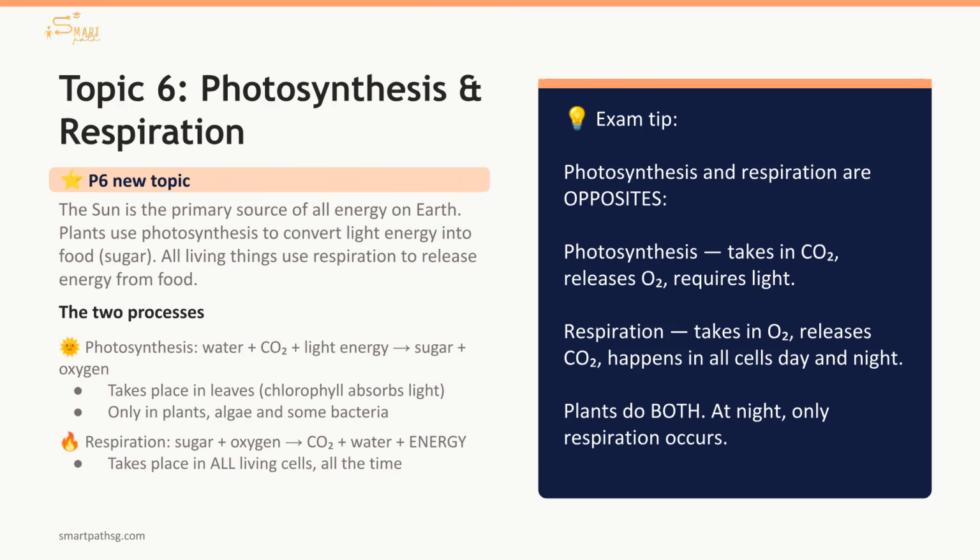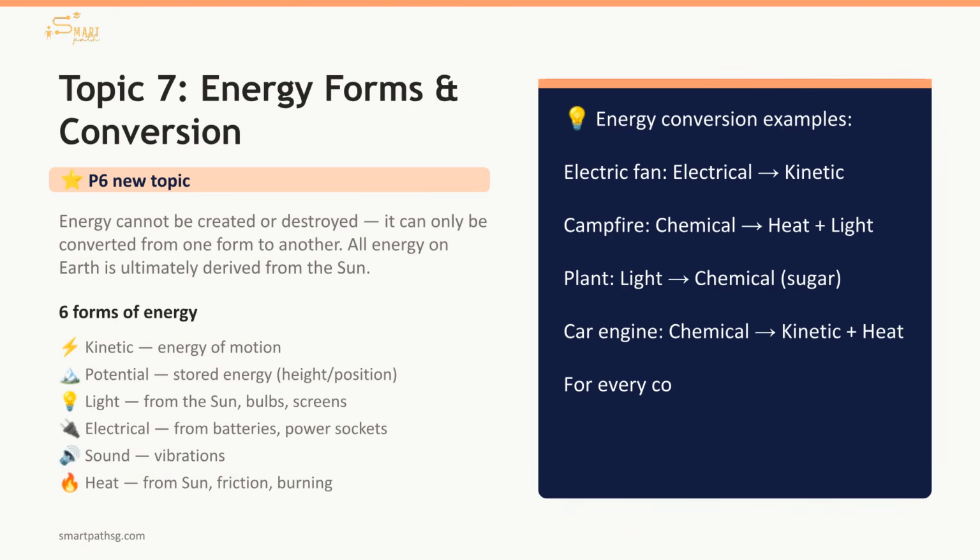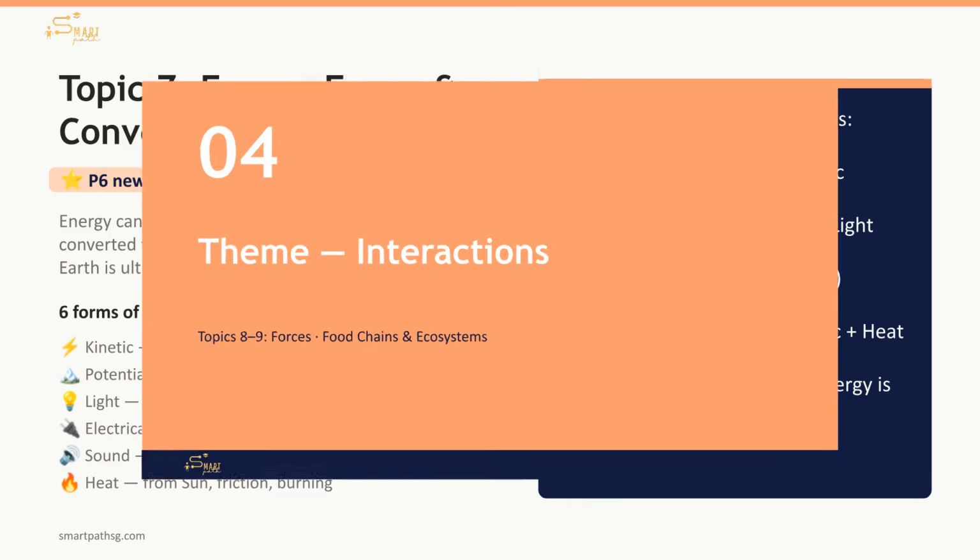Animals only respire. Energy forms and conversion is tested with real-world examples. You must be able to identify the input and output forms of energy for any given device or process. Remember that energy is always conserved. It cannot be created or destroyed, only converted. Know the 6 forms of energy in practice, identifying conversions, such as an electric fan converting electrical to kinetic energy. Remember, some energy is always lost as heat.